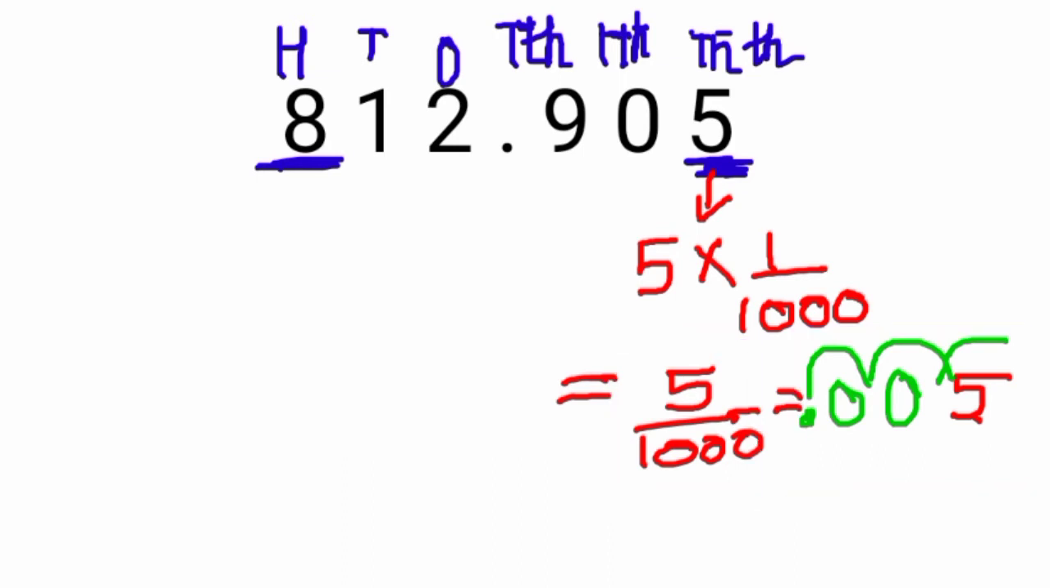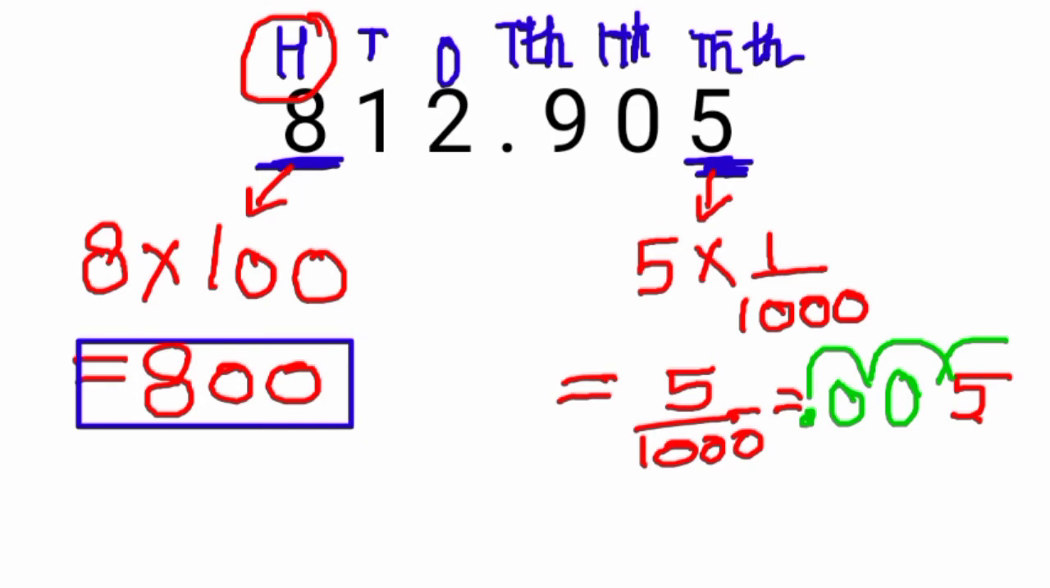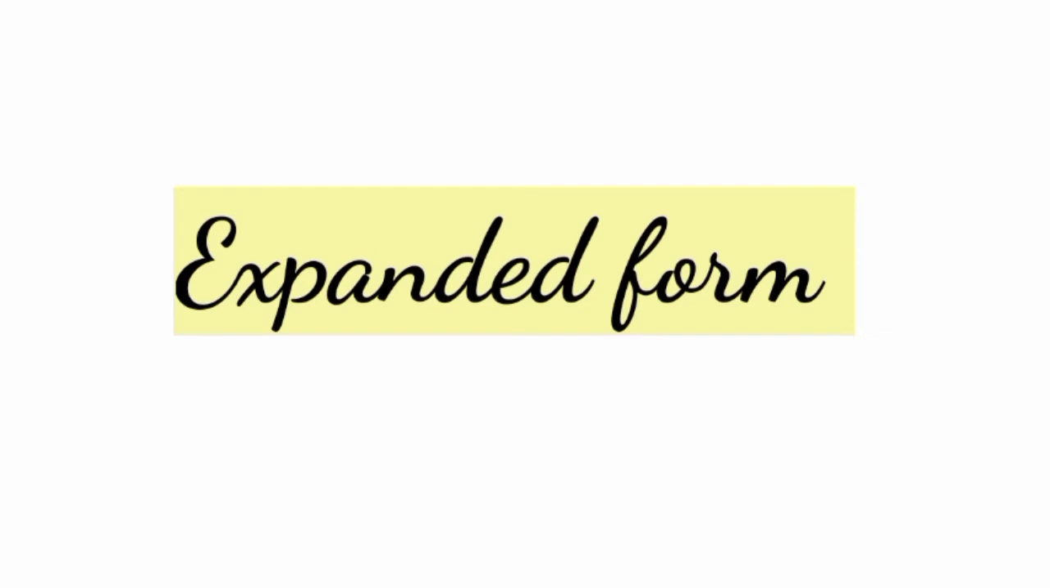Similarly, the place value of 8 is 8 multiply its place is 100. So multiply by 100. What is it now? 800. So place value of 8 is 800. Clear everyone? Now next we understand how we can write any decimal number in the expanded form.